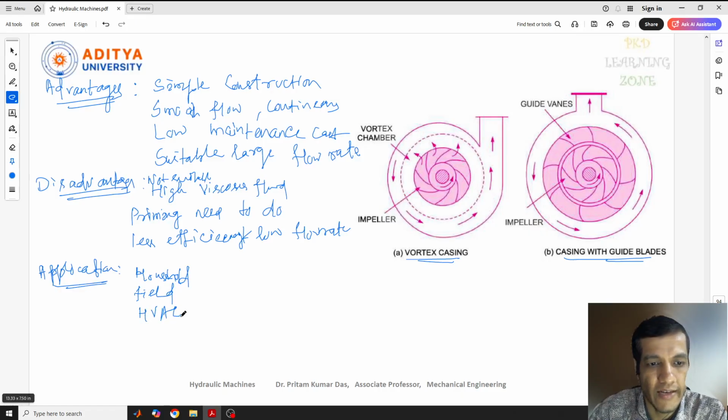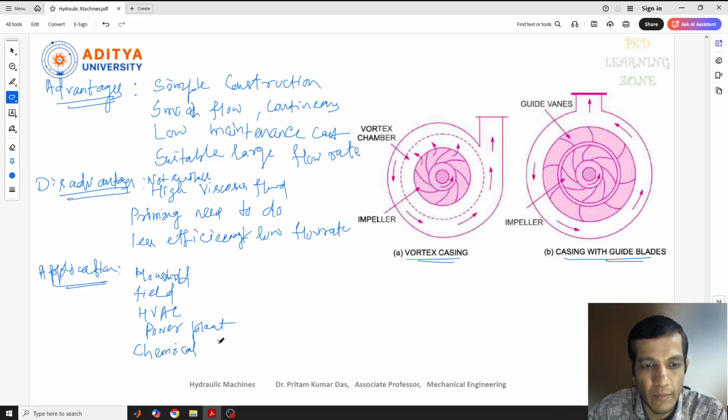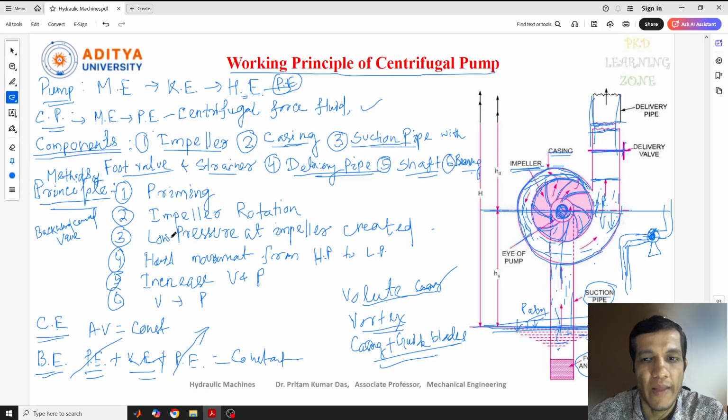Heating, ventilation, air conditioning also we can use. And power plants also. Then we can write chemical industry also, or chemical plant. And many more applications are actually there. A lot of applications are there. I've given just a few applications and a few advantages and disadvantages. And this is the working principle of the centrifugal pump.